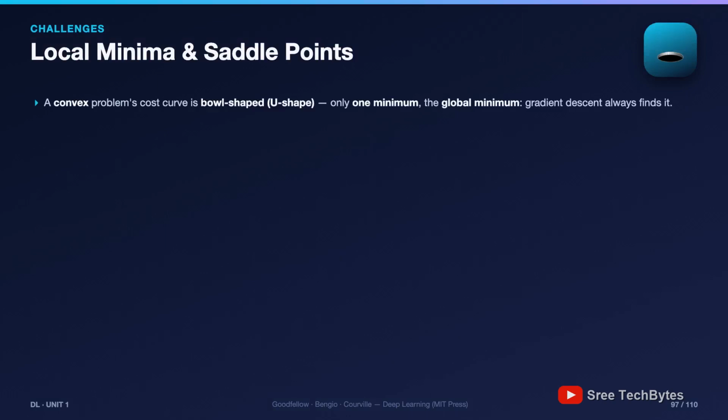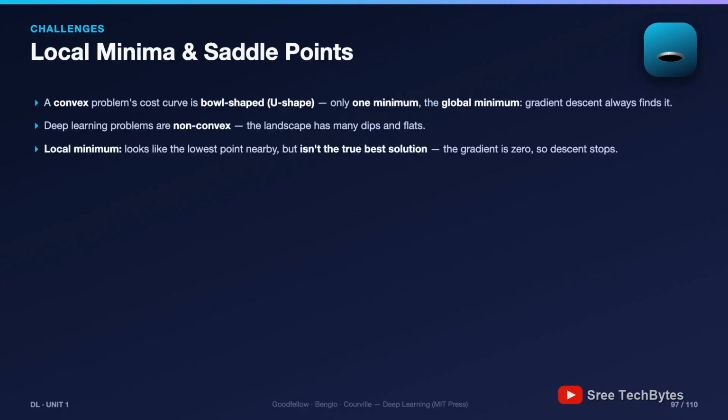So far we've pictured the cost surface as one friendly valley. Time for the uncomfortable truth. The convex problem is bowl-shaped, one valley, one minimum, and gradient descent finds it, guaranteed every time. Linear regression lives in this paradise. Deep learning does not. Neural network cost surfaces are non-convex, a vast mountain range of ridges, valleys and plateaus.